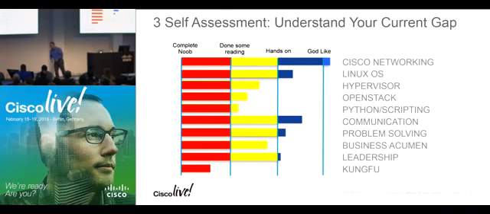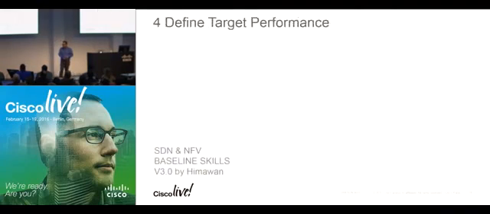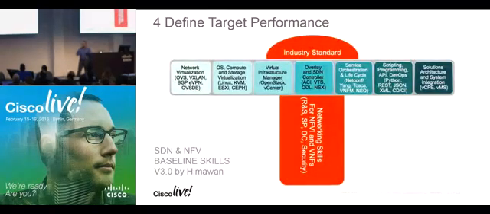And in step four, define the target performance. So I created what I call SDN and NFV baseline skills. It follows the T-shape, okay? The big red area here in the middle, that's still the networking skills. You still need in-depth networking skills to work with SDN and NFV. I have seen this, right?